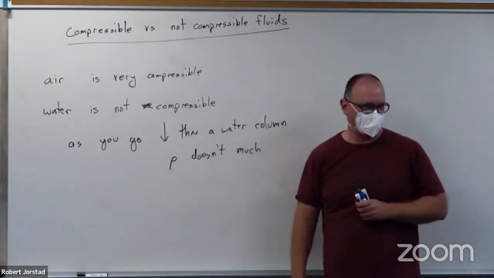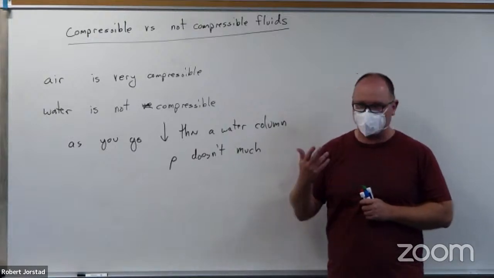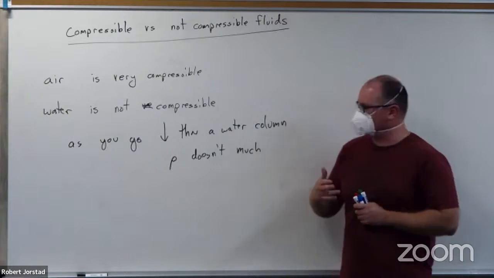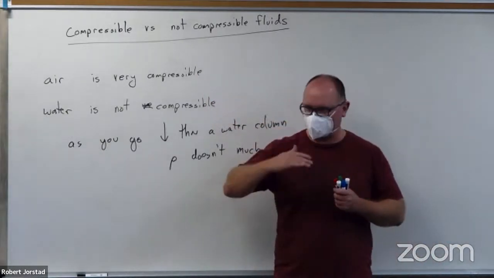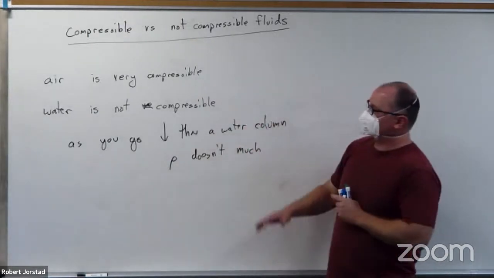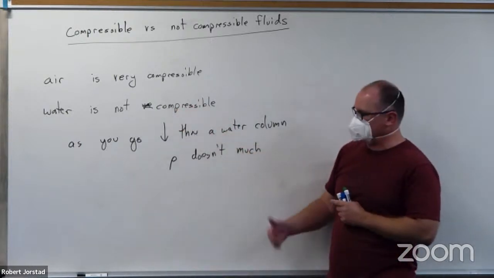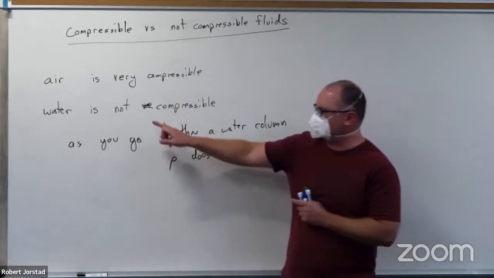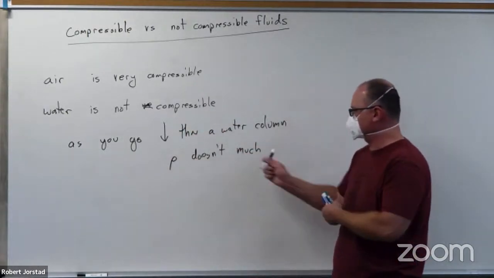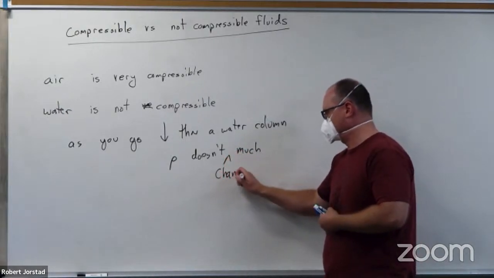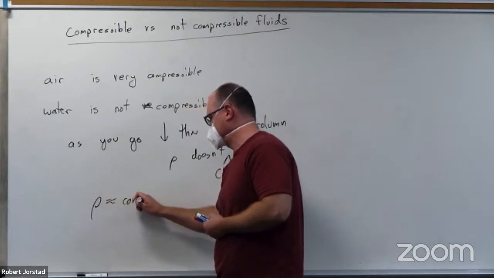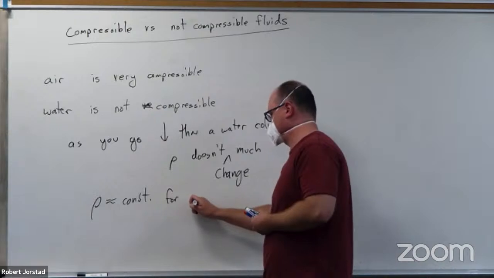That would not be true for air. You probably know this already. If you hike up a really tall mountain, there's much less atmosphere up there, right? So air is compressible. The density changes with altitude and the pressure changes, and we have to account for both of those factors. But for fluids like water, maybe gasoline, things like that, we're going to assume they're fairly incompressible. And the whole point of that is density doesn't change much. So rho is approximately a constant for incompressible materials.